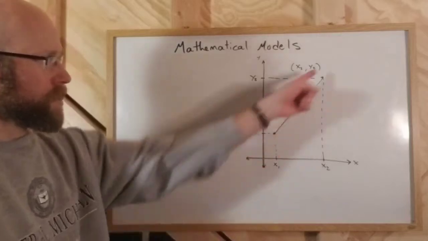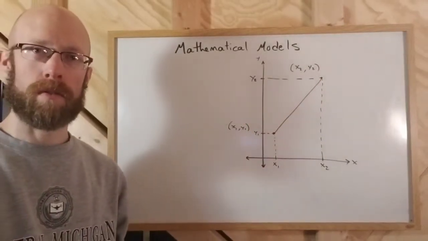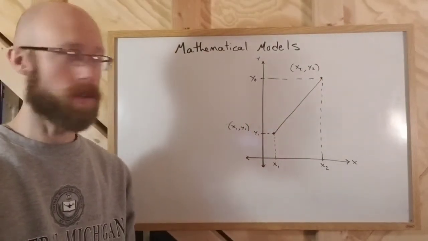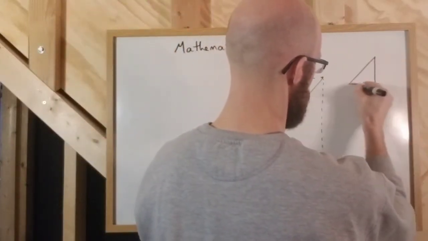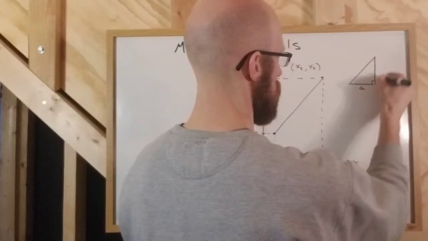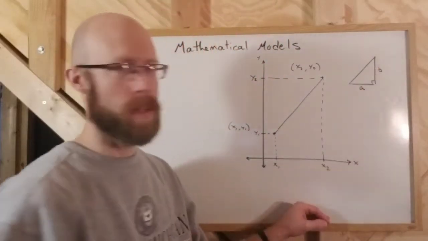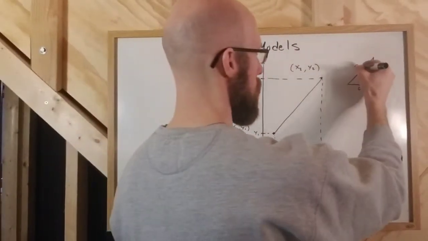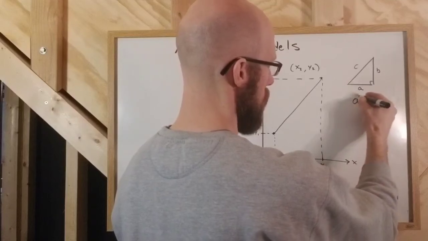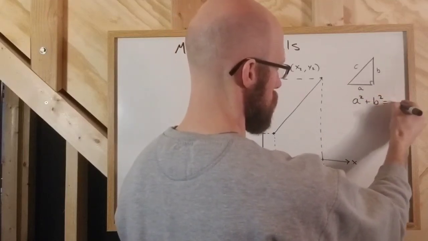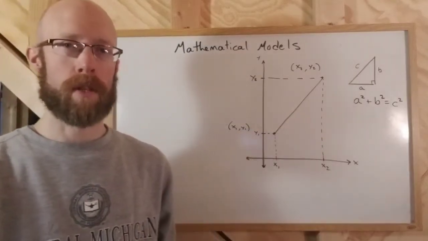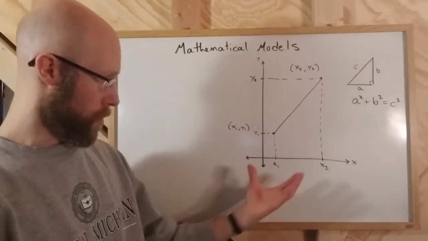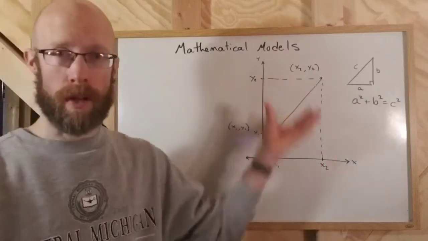Now, how do I find this distance using those coordinates? Well, you probably remember the Pythagorean Theorem. It says that for any right triangle whose legs are length a and b, and whose hypotenuse is c, a squared plus b squared equals c squared. We're going to use that formula, and we're going to build it from these 2 points.